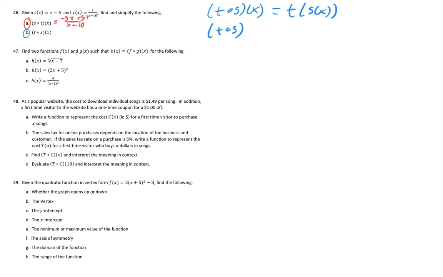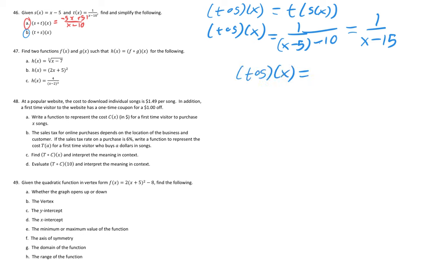So t of s of x is equal to 1 over x minus 5 minus 10, right? Simplifying this down, we're going to be left with 1 over x minus 15. So that's going to be our answer for t of s of x equal to 1 over x minus 15.